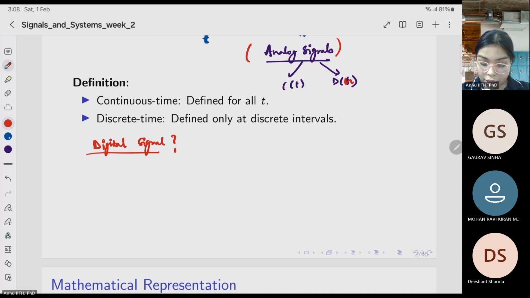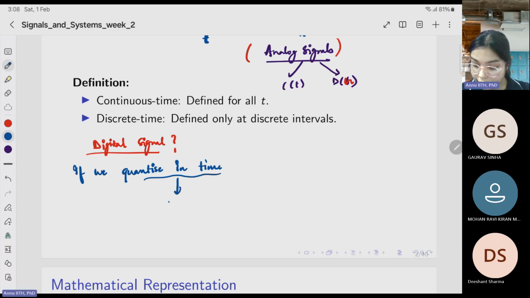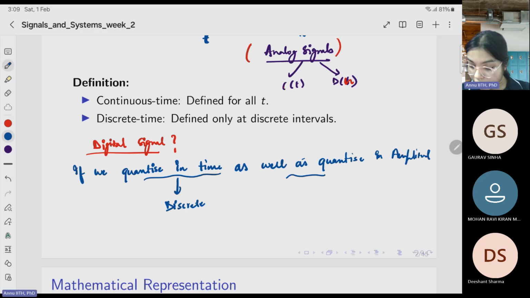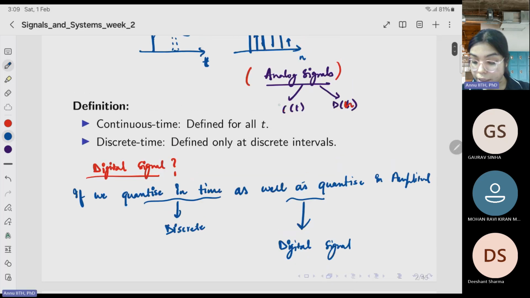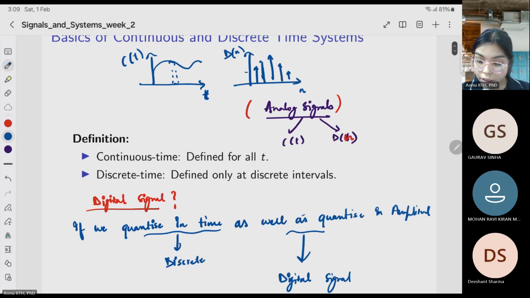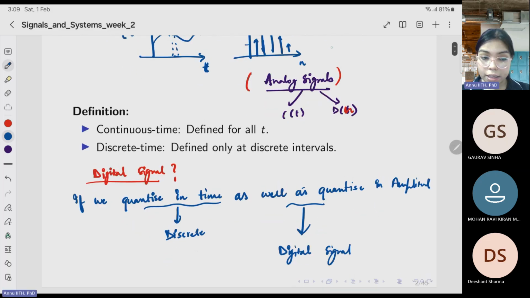If we quantize in time, that is getting discrete, as well as quantize in amplitude, this whole thing will give you a digital signal. So analog signals can be continuous or discrete, but if we discretize in amplitude as well as in time, then it is a digital signal. That is the difference.